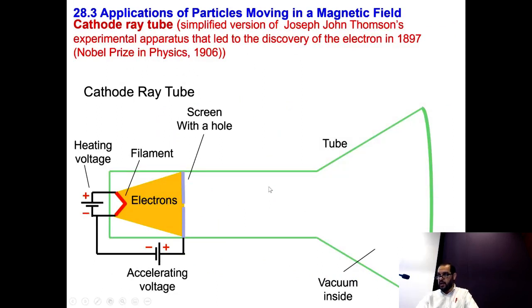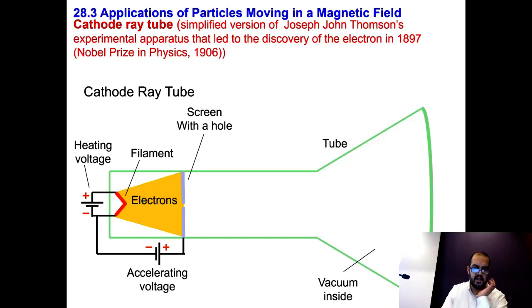Okay. The other very common device that is built on the presence of the electric field and magnetic field is the cathode ray tube. The cathode ray tube is a simplified version of the Joseph John Thomson experimental apparatus that led to the discovery of the electron. This was done in 1897, and Joseph Thomson obtained the Nobel Prize in physics in 1906 because of this finding, using the cathode ray tube for the discovery of the electron.